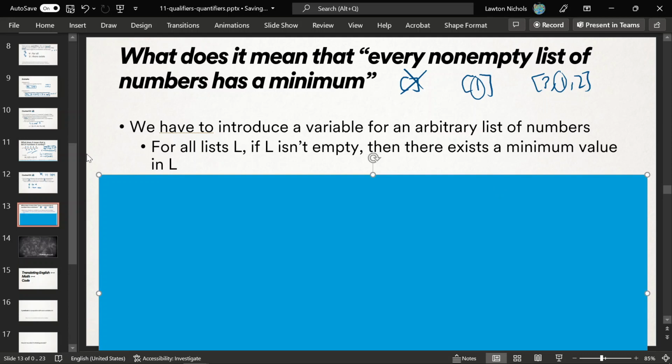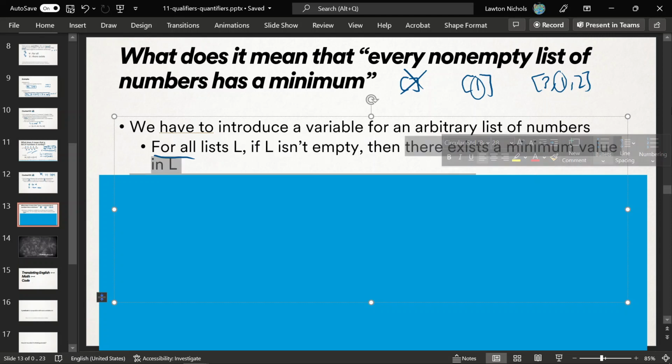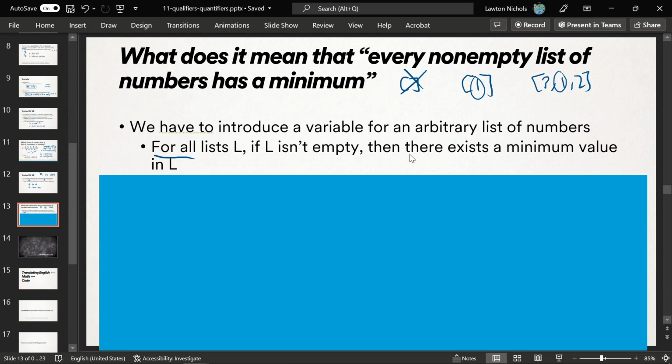We'll say, for all lists L, that's where it's very explicit that we're using a for all. If L isn't empty, right, we need to somehow pick out the lists that we care about expressing this fact about. So we need to make sure that the L's that we are talking about are not empty. Then there exists a minimum value in L. Do you see how that is making very explicit my use of quantifiers? Okay, and other logical statements as well.